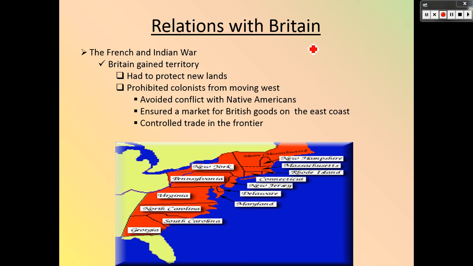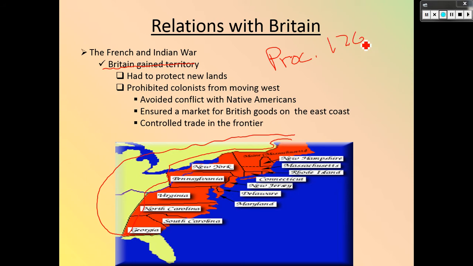And it all goes back to that French and Indian War, where the British had gained territory, but they refused to let the colonists go into this land. You had that Proclamation of 1763 that told the colonists they had to stay on the coast. They were not allowed to benefit from having that new land. And the British need to protect their new lands. They're not letting the colonists move there. They're trying to not make the Native Americans more mad at them. They're trying to ensure a market for British goods and control trade.